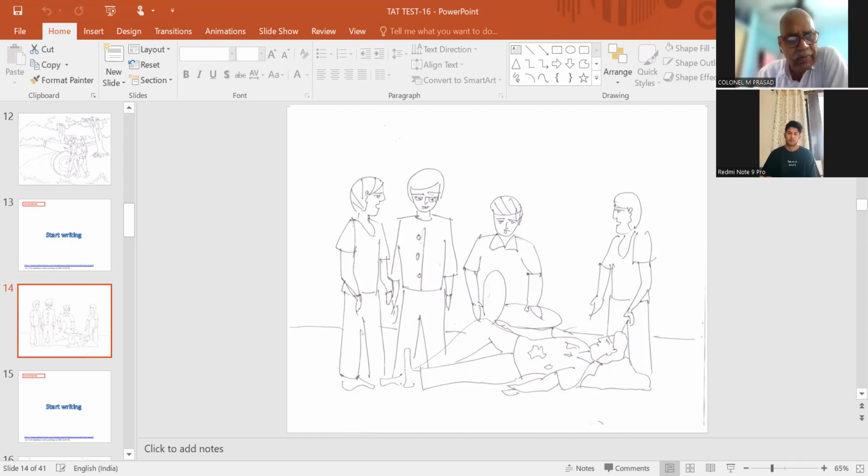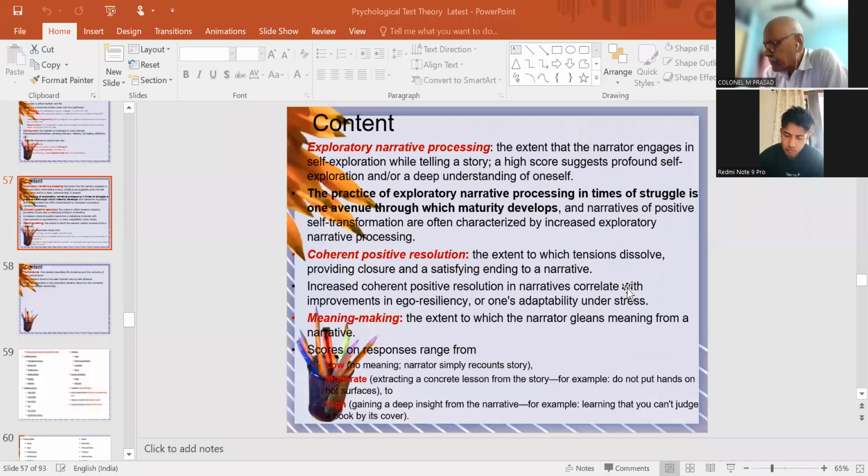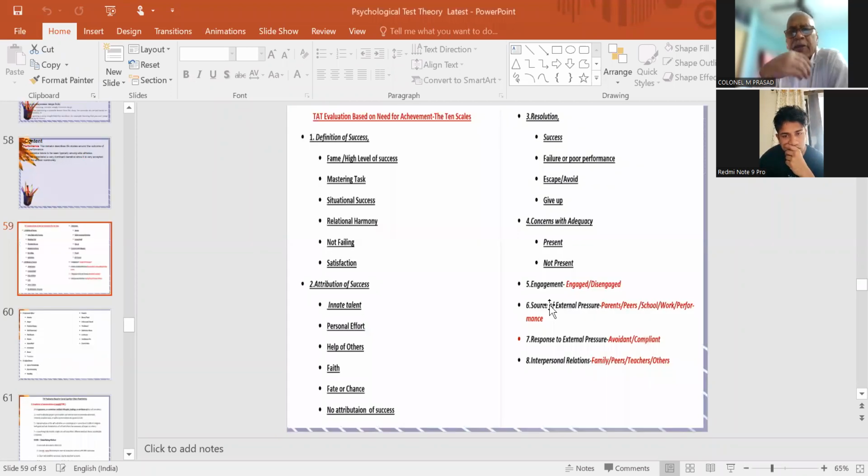Now, before we go on, let's go back to that again. We'll do it another way. Page number 54. Okay, now let's come back to this one. What is the type of success? Fame, mastery, situation, relation, not failing, or satisfaction. It's a situational success, isn't it? Yes, sir, because a situation has been created and you have to handle it.